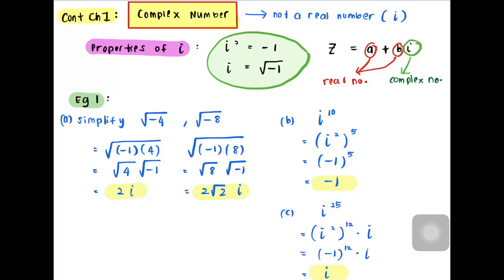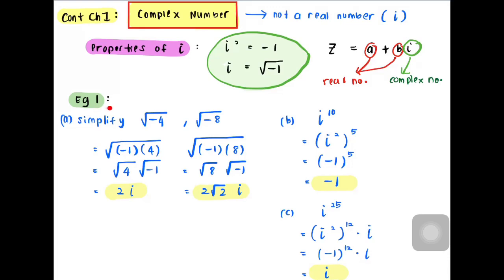So how do we represent the standard way of writing a complex number? It is z equals a plus bi. Here, this is the real part. This is the imaginary part, the complex part, because it is multiplied by your i. If you want to see it in terms of numbers, a and b are real numbers and i here is a complex number.